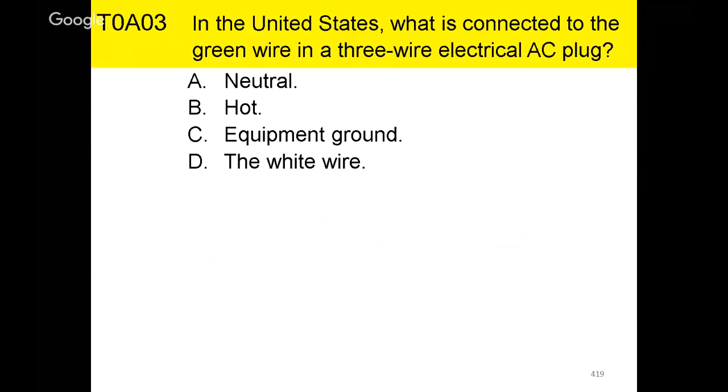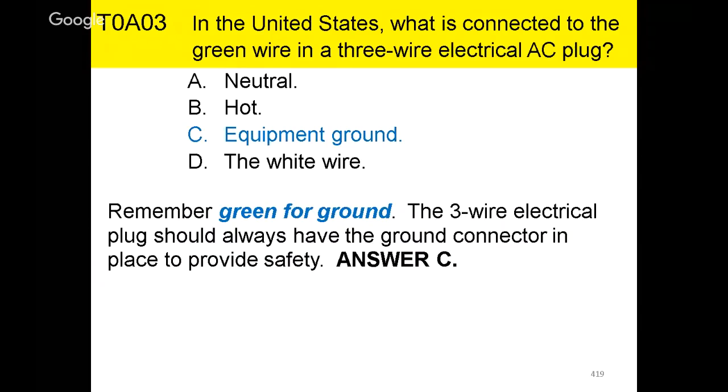In the United States, what is connected to the green wire in a 3-wire electrical AC plug? Mitch knows this one by heart. It's the equipment ground. Green is for ground. The 3-wire electrical plug should always have the ground connector in place to provide safety. Answer is C.